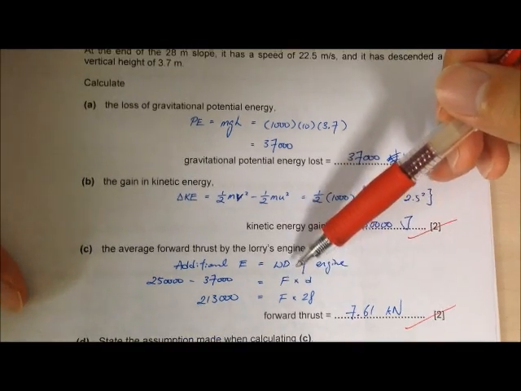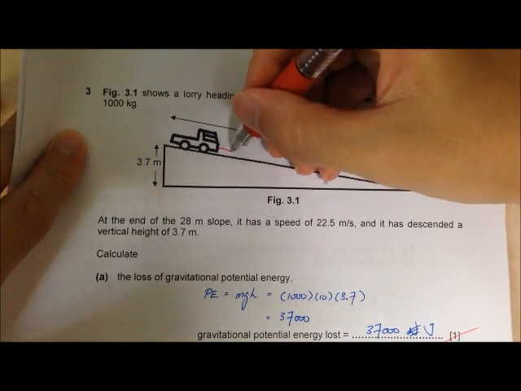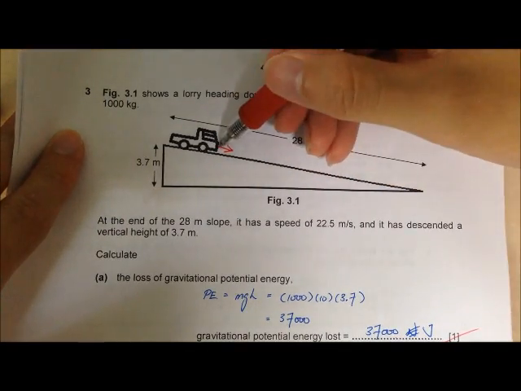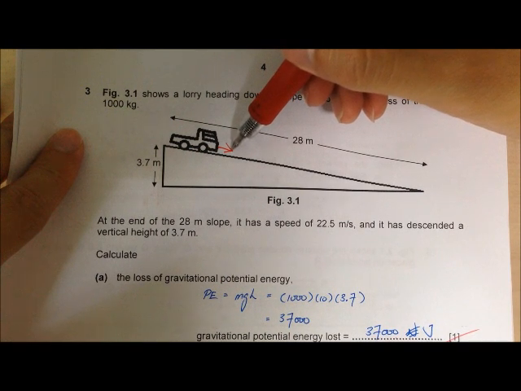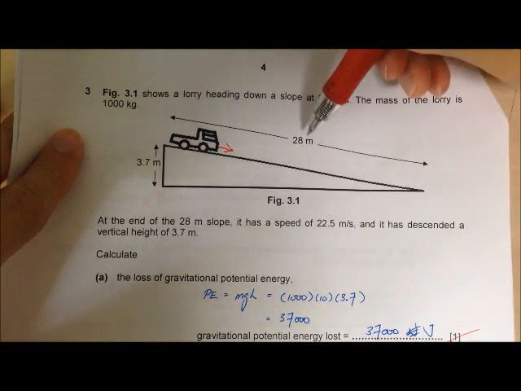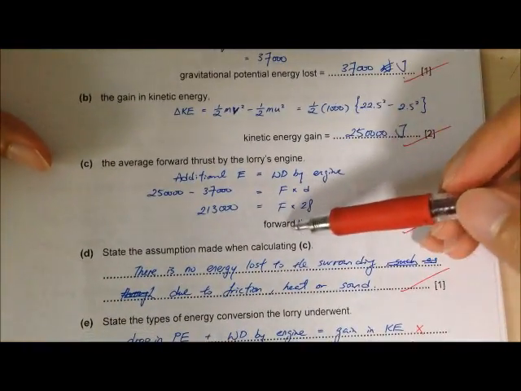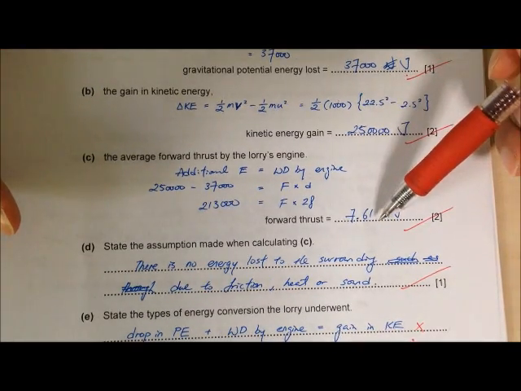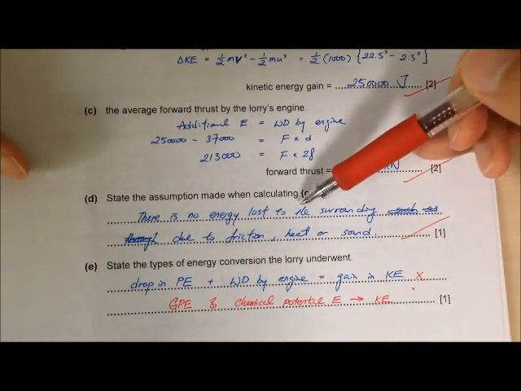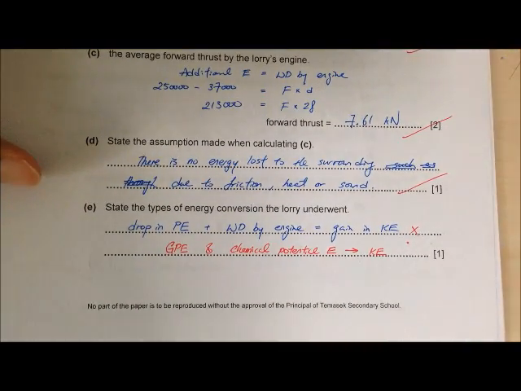Notice here the engine must have a force that is acting forward, and because of that, the distance you need to consider when calculating this work done must be parallel to this force, and that will be your hypotenuse length, which is your 28. So down here you get 28, do your algebra, and you will be able to find the force. Assumption: no energy loss due to friction, sound, heat, and things like that.